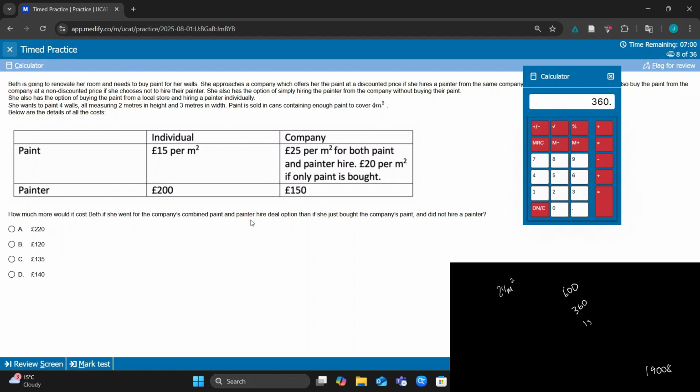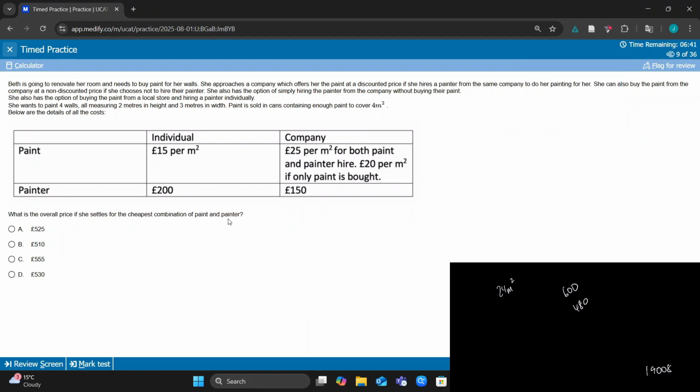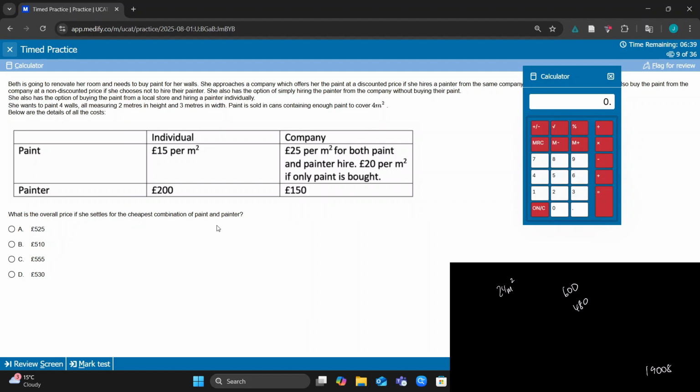How much more would it cost her if she used the combined paint and painter deal option than if she bought just the paint? So just the paint is 20 times 24. 20 times 24 is 480. So it's going to be, sorry, not 600, it's going to be 480. Yeah, okay. What's the overall price if she settles for the cheapest combination of paint and painter? Well, I think it's going to be 15 times 24, which is 360, plus the 150 from the company. So I think it's going to be 510.